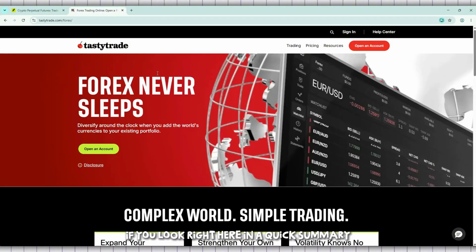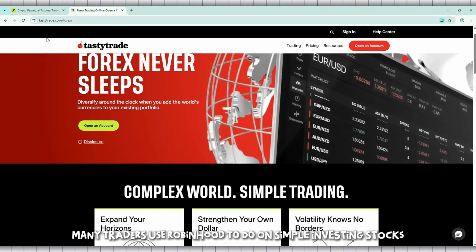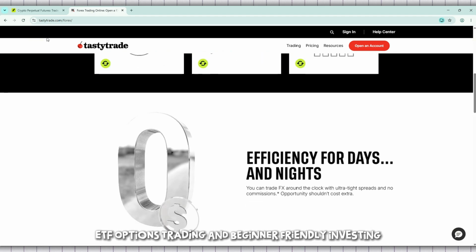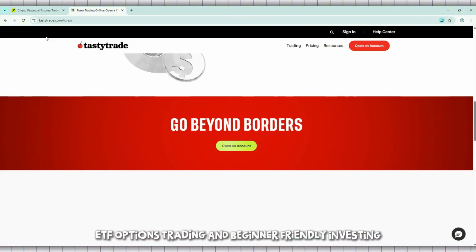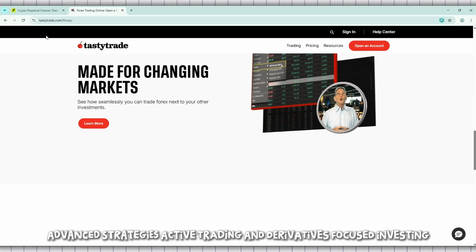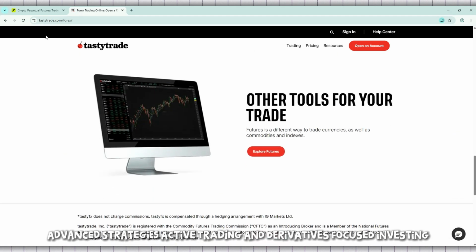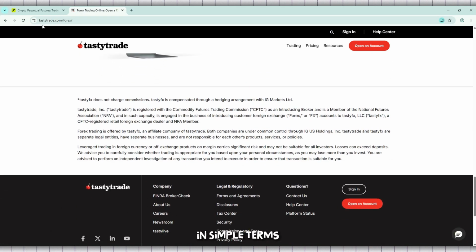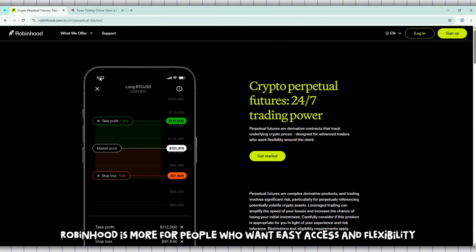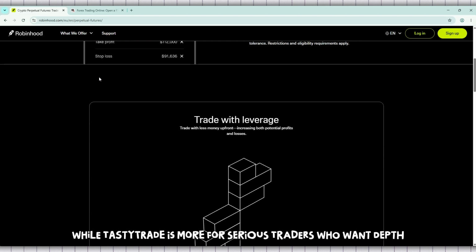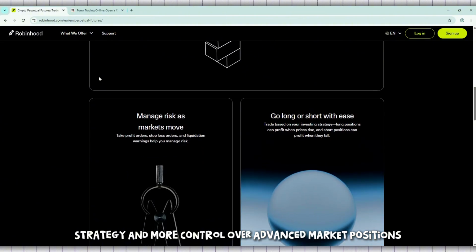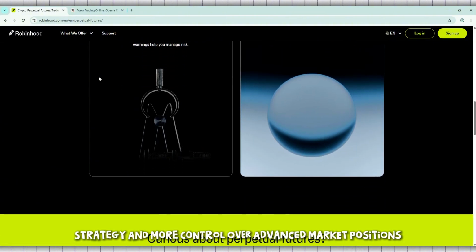If you look right here, in a quick summary, many traders use Robinhood for simple investing in stocks, ETFs, options trading, and beginner-friendly investing, and many traders use Tastytrade for options trading, advanced strategies, active trading, and derivatives-focused investing. In simple terms, Robinhood is more for people who want easy access and flexibility without complexity, while Tastytrade is more for serious traders who want depth, strategy, and more control over advanced market positions.